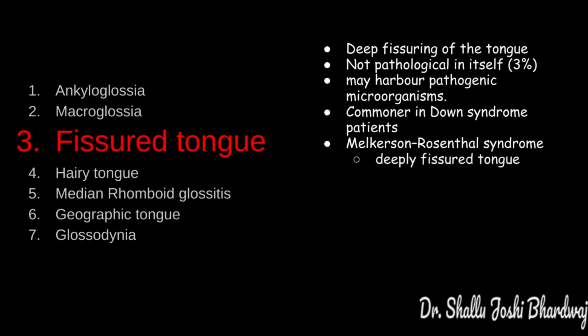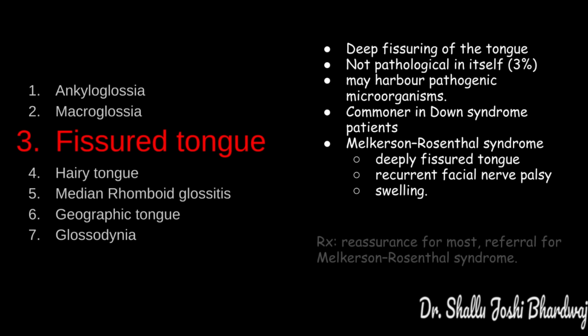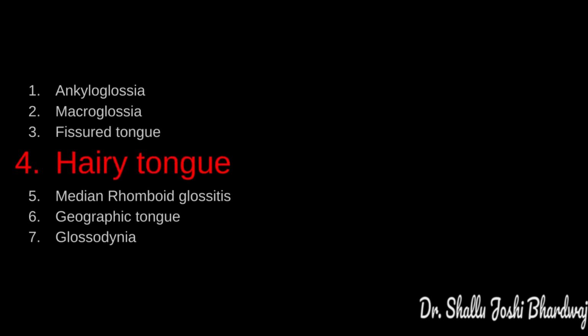So what is it? It is deep fissured tongue when seen along with recurrent facial nerve palsy and swelling of the perioral area. So this comprises Melkersson-Rosenthal syndrome. The treatment for this is reassurance for most of the cases, and if it's because of the syndrome, there should be referral to the hospital, to the specialist department.